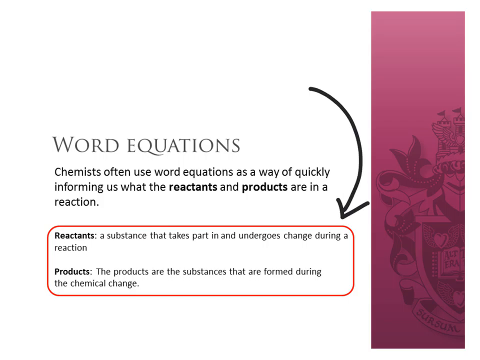Reactants. They are a substance that takes part in and undergoes change during a reaction. The products, on the other hand, are the substances that are formed during the chemical change. Pause the video here for a moment and copy what's in the red box down.